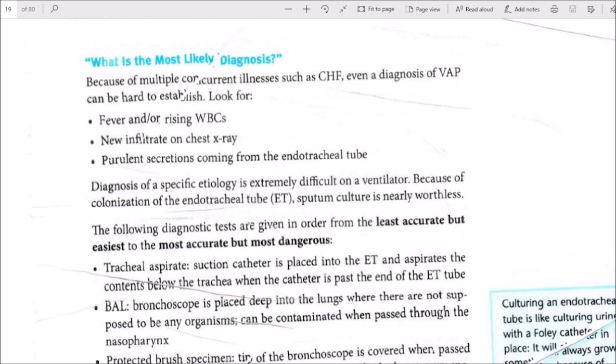Diagnosis of a specific etiology is extremely difficult on a ventilator because of colonization of the endotracheal tube. Sputum culture is nearly worthless. The following diagnostic tests are given in order from the least accurate but easiest to the most accurate but most dangerous.